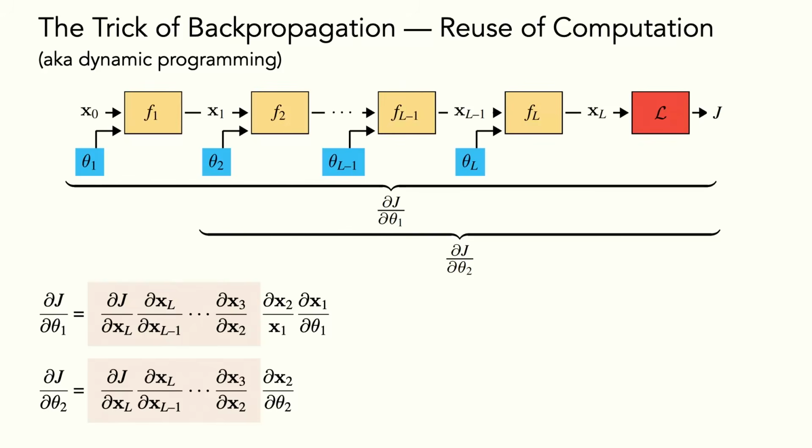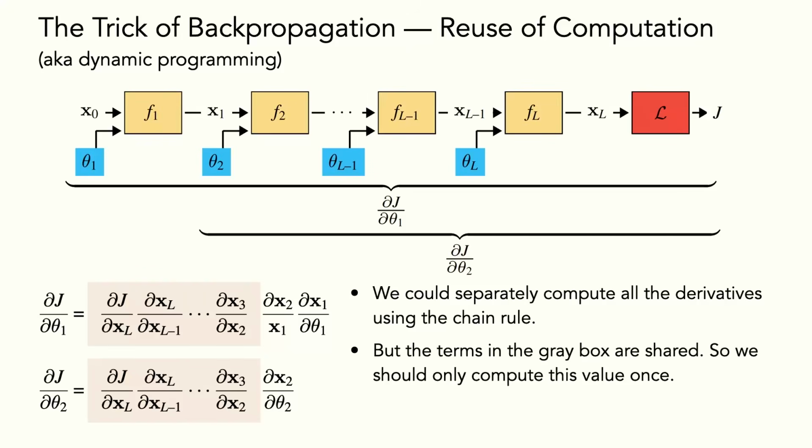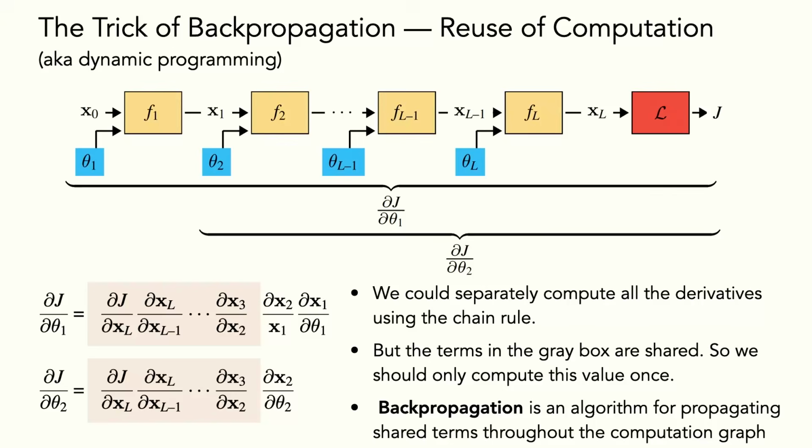And if you need to calculate the partial derivative of J with respect to that second layer's parameters, you'll note that it's essentially the same, but these last terms are different, while everything else is shared. And this is really the trick, right? We could separately compute all of the derivatives using the chain rule, but because these terms in the gray box are shared, we only need to compute them once. So backpropagation is a pretty simple algorithm for propagating shared terms through the computation graph. It's basically an efficiency trick, but it's one that makes it computationally practical for very large models to calculate these gradients.